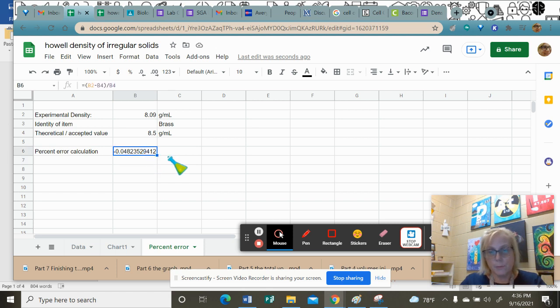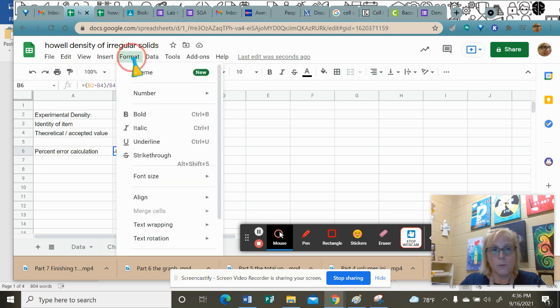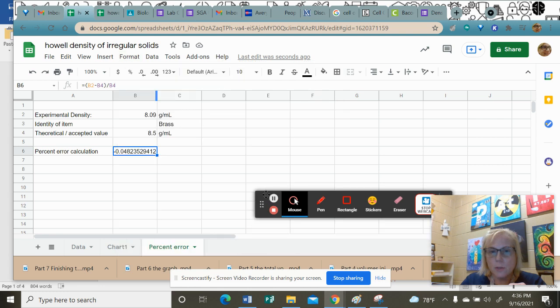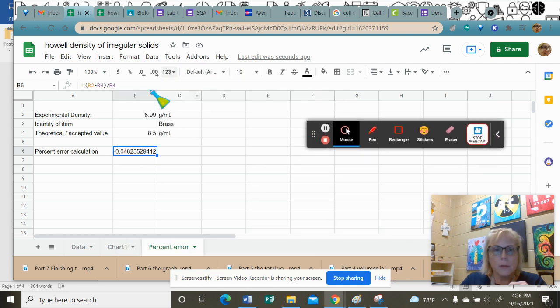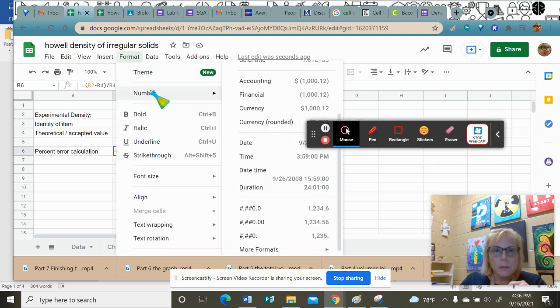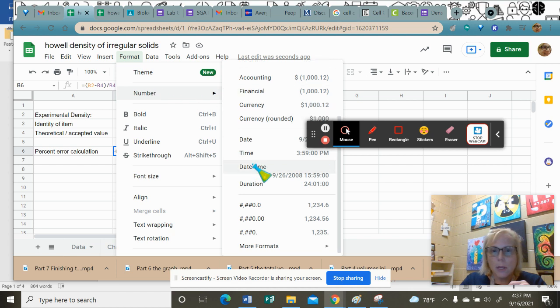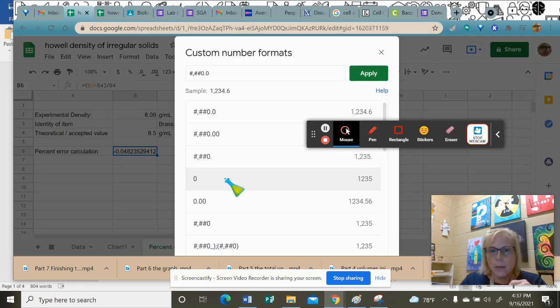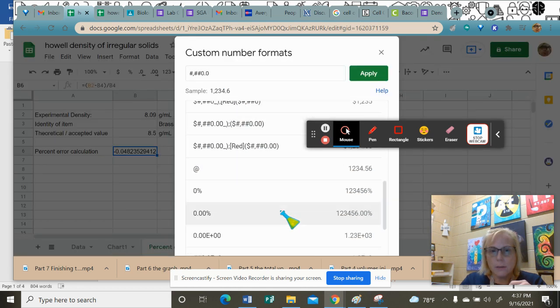I want to change this to a percentage. So I'm going to click on that column, and I'm going to hit Format, Number. I'm going to change it to a percentage. So Format, Number, and hit More Formats. And we want a percentage here.